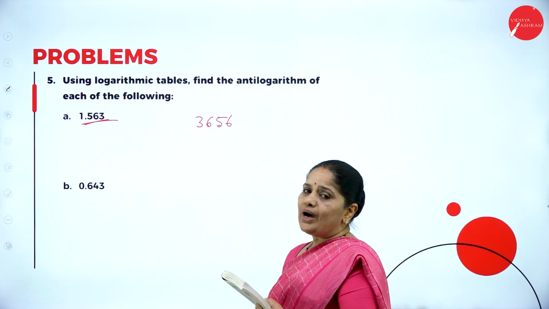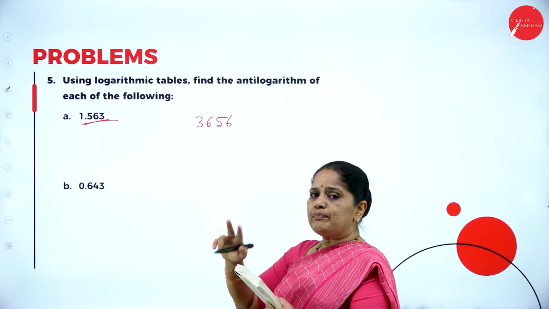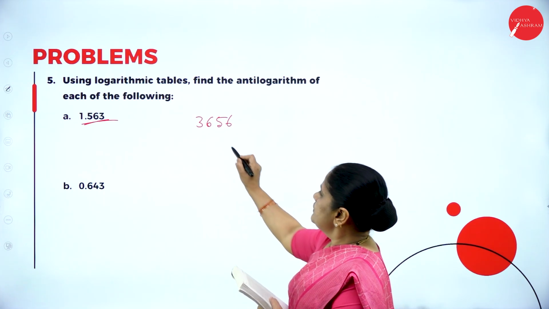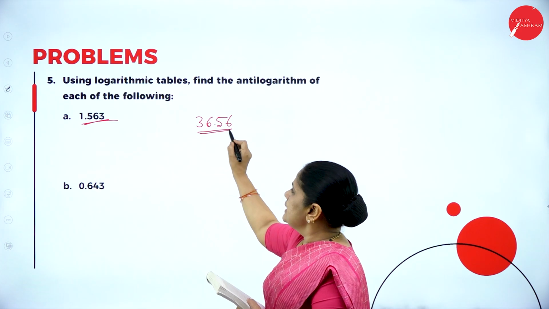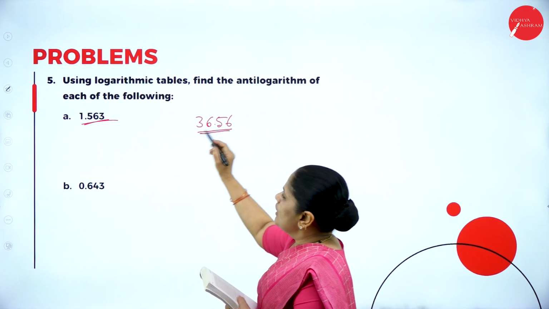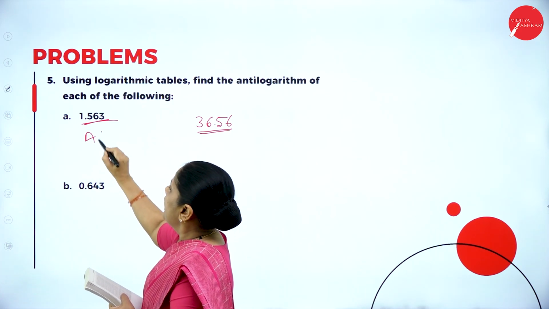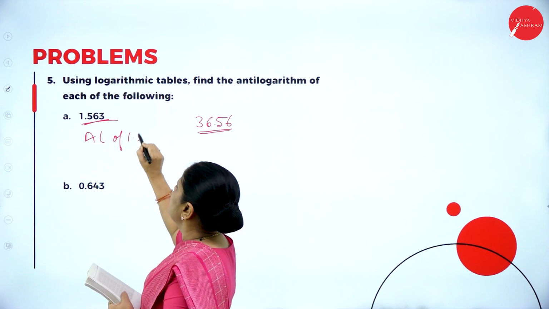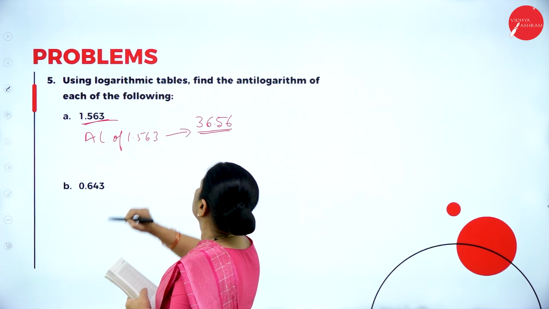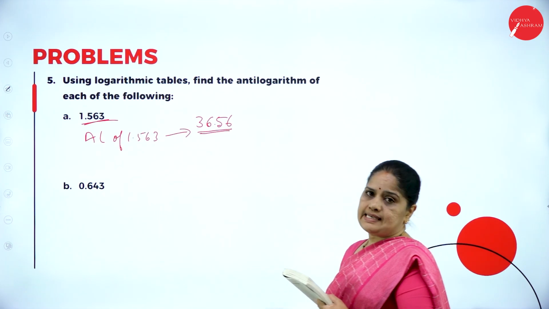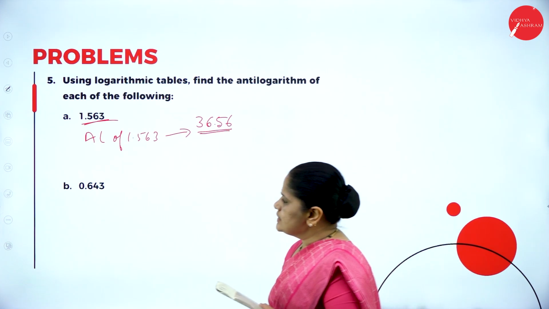So 3656. Then we have this 1 before the point. So if there is 1 point, that means 1 plus 1, 2. So after 2 digits, I write the decimal. So the anti-log of 1.563 is 36.56.